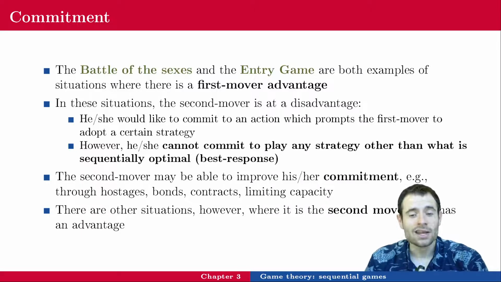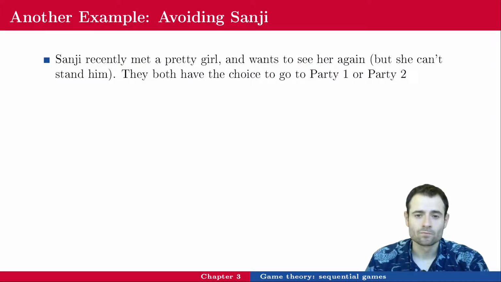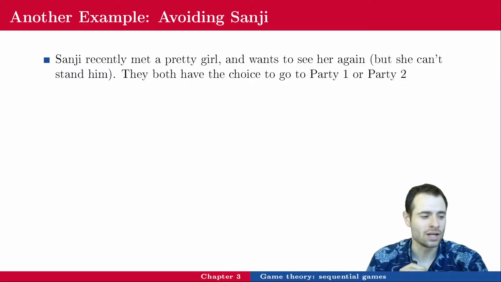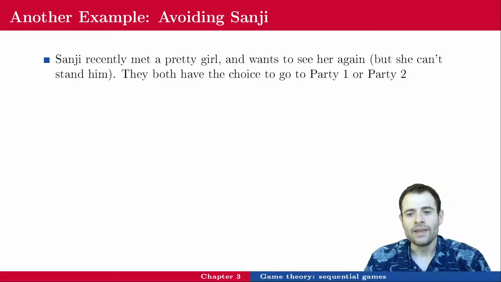And in fact, let's go over one such example. Avoiding Sanji. So Sanji likes girls a lot. Any girl, which is why here I just say girl. I didn't give her a name because he would do this for any girl. And he meets a pretty girl and he wants to see her again. But the girl cannot stand him. She wants to avoid him.